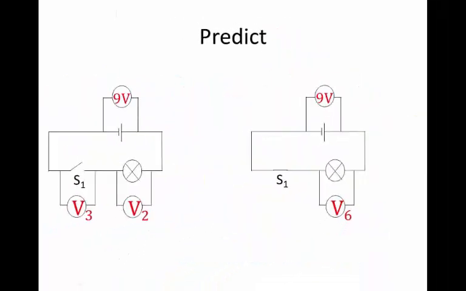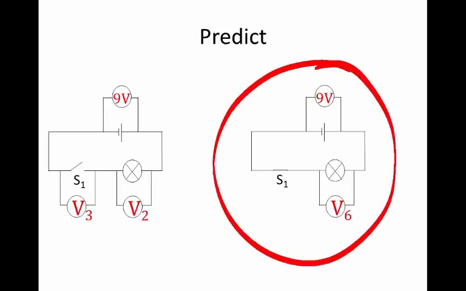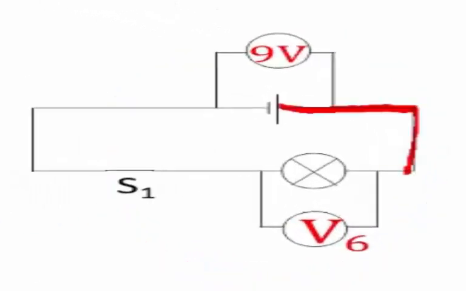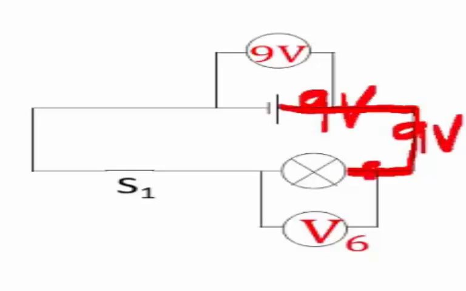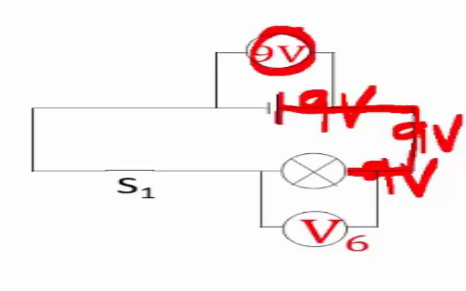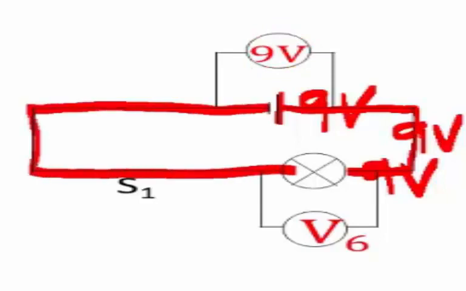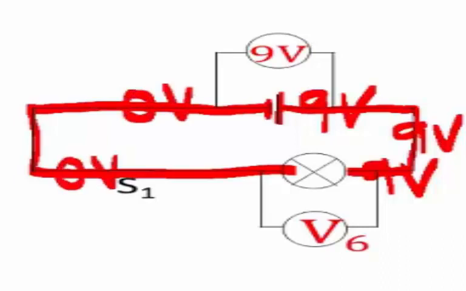So let's apply this reasoning to the circuits which we're using for prediction. Let's start off with the complete circuit. These points are all joined by a good conductor, so they are all at the same potential. That potential is 9 volt because it's connected to the positive terminal, and we are told that the battery has a potential difference of 9 volt, which means the potential at its positive terminal is 9 volt. These points here are all joined by good conductors to the negative terminal, so they are all at 0 volts.